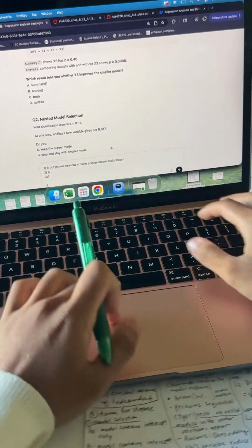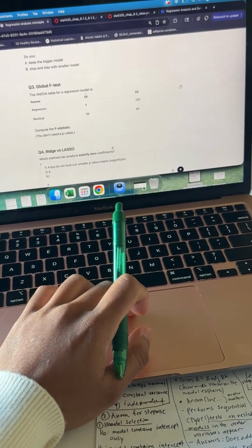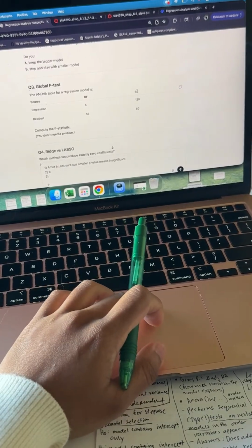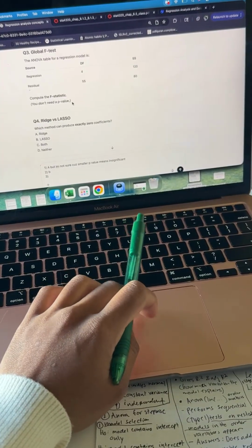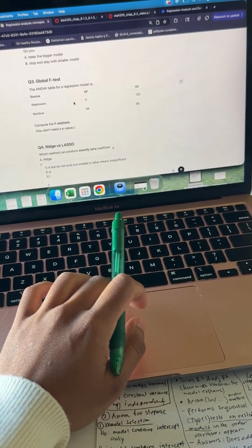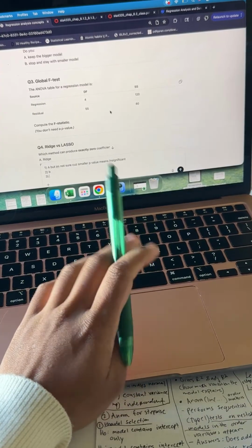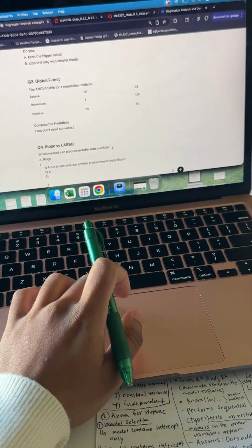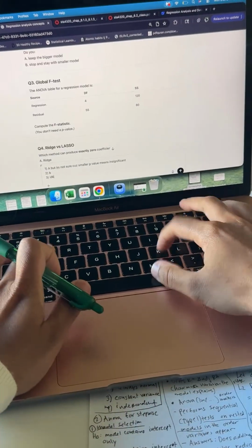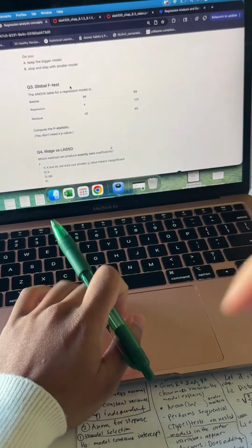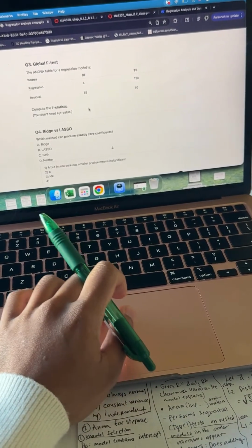Yes. And number 3, global F test. The ANOVA table for a regression model has degrees of freedom 4 and 55, and sums of squares 120 and 80. Then you compute the F-stat. You don't need a p-value. What? How do you compute the F-stat? Dang. I don't remember going over this. I don't know. Honestly, I don't know. But if I could guess... No, I can't even guess, bro.